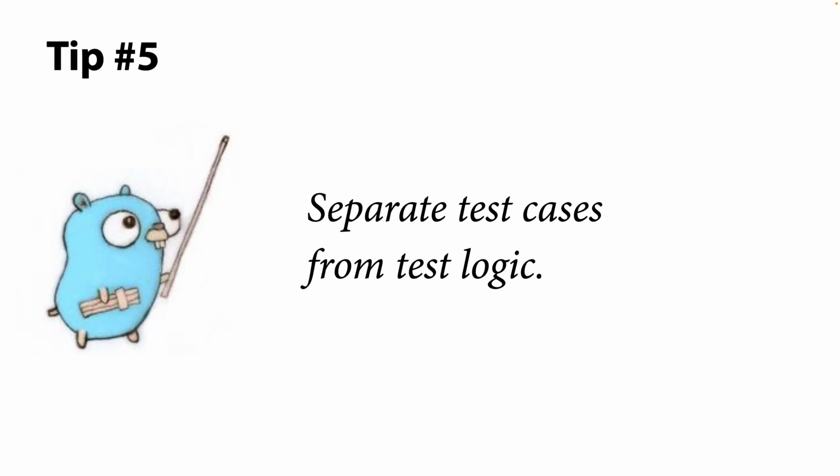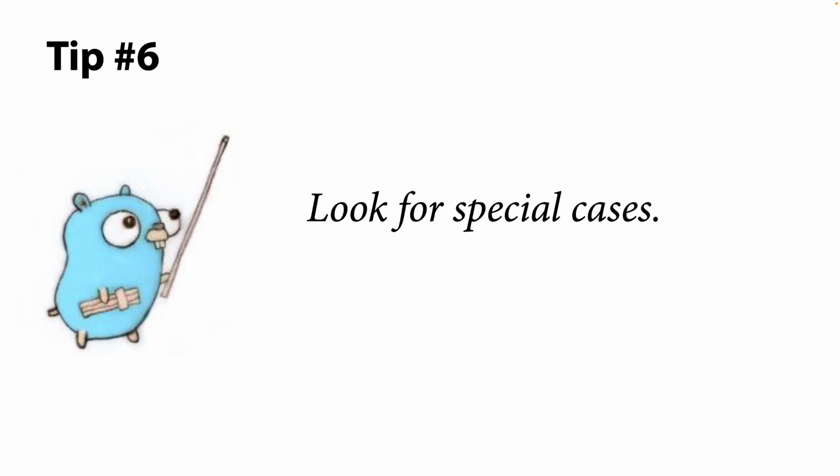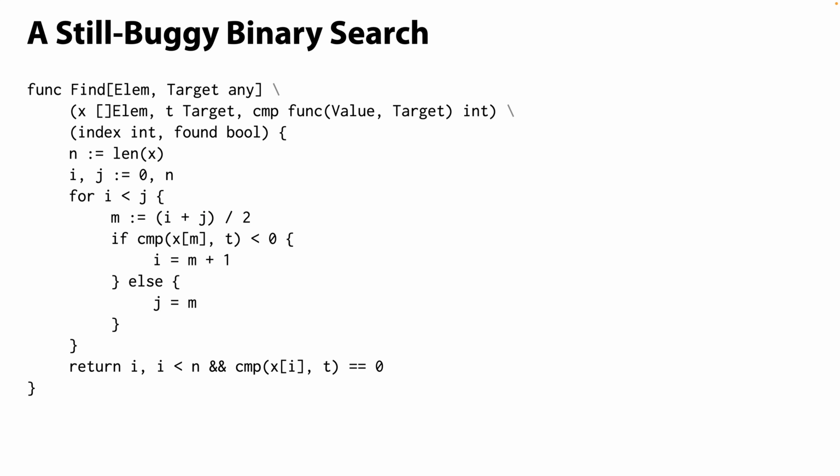So now are we done with binary search? It turns out no, there is still a bug left. Which leads us to tip number 6, look for special cases. Even if we've done an exhaustive test of all the small cases, there may still be bugs lurking. Now here's the code again. There's one bug left. You can pause the video and look at it for a while. Does anyone see it? It's okay if you don't see it. It's a very special case, and it took people decades to notice.